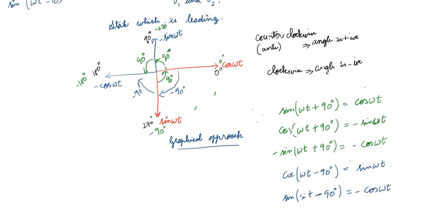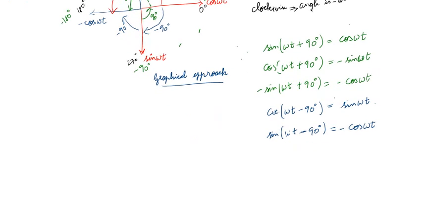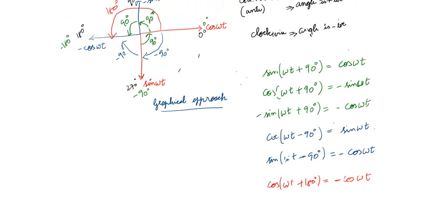For the other relationship, if you go from cos omega t by 180 degrees, where will you go? You will go to minus cos omega t. So you can write cos(omega t plus 180 degrees) is minus cos omega t. Similarly, you can go from sin omega t by 180 degrees this way.